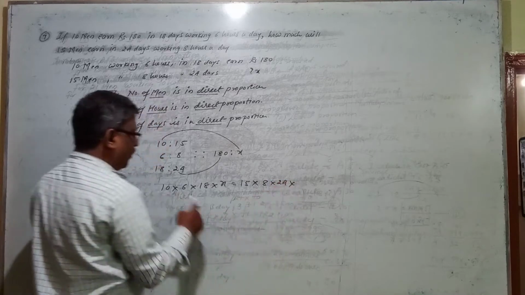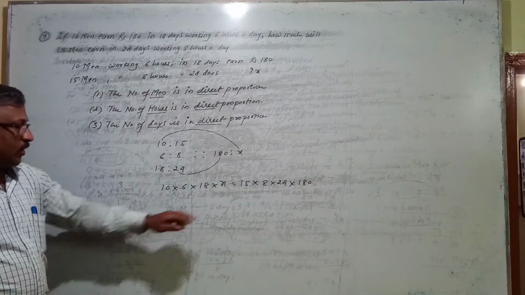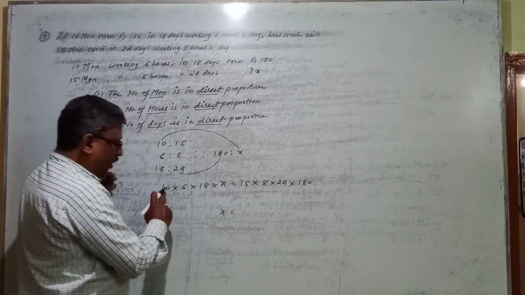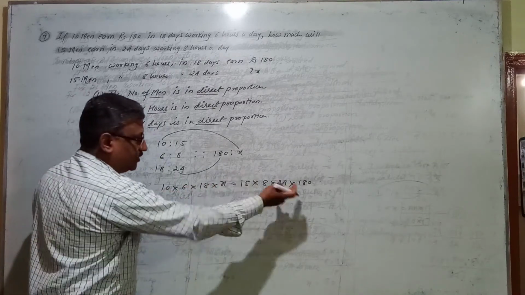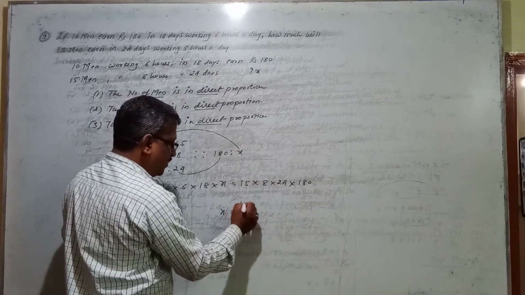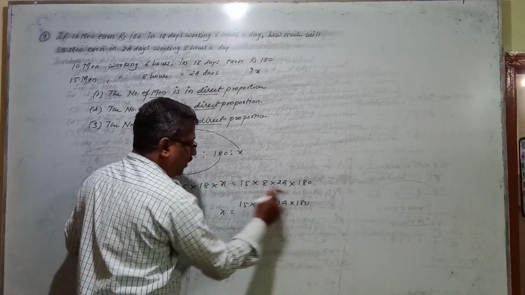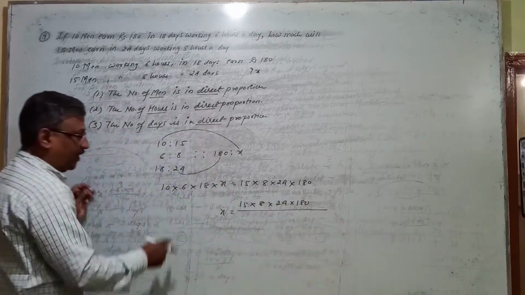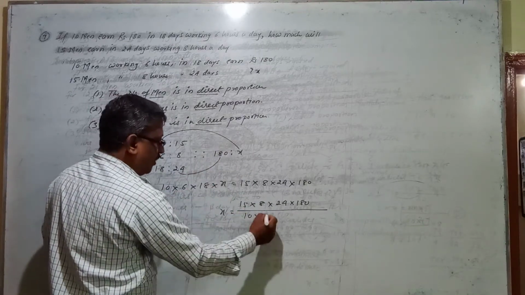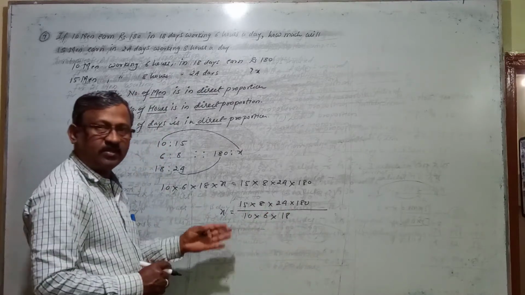Now what I want here is the X value, so bring this X outside, meaning keep X here only. Transfer 10, 6 and 18 to the other side, so all these multiplications become divisions. So X is equal to 15 into 8 into 24 into 180, which remains as it is, divided by 10, 6 and 18 transferred to that side. Now simplify.